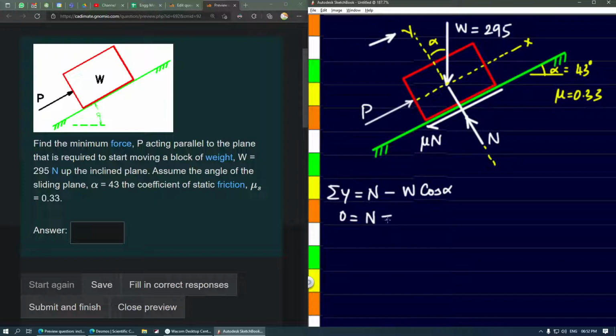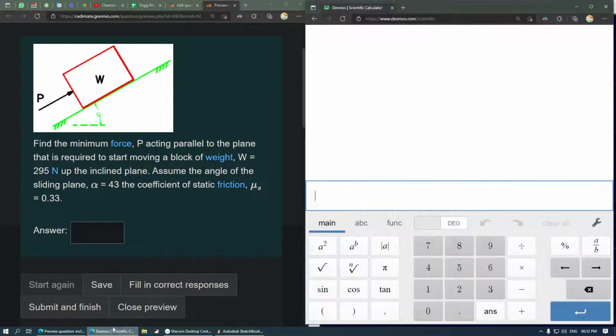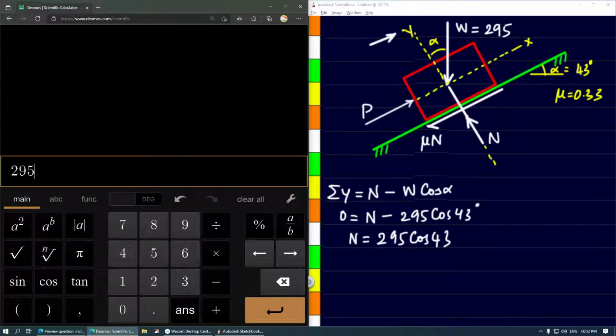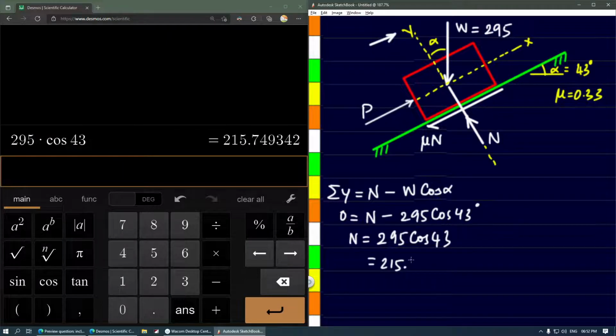So that's equal to N minus W, the value of which is 295, cos alpha, the value of which is 43 degrees. So now if you solve this equation, we will get the value of N as 295 cos 43. Let's do the calculation for this. So 295 times cos 43, so we're getting 215.75 newtons. So this is the normal reaction that we're getting over here.